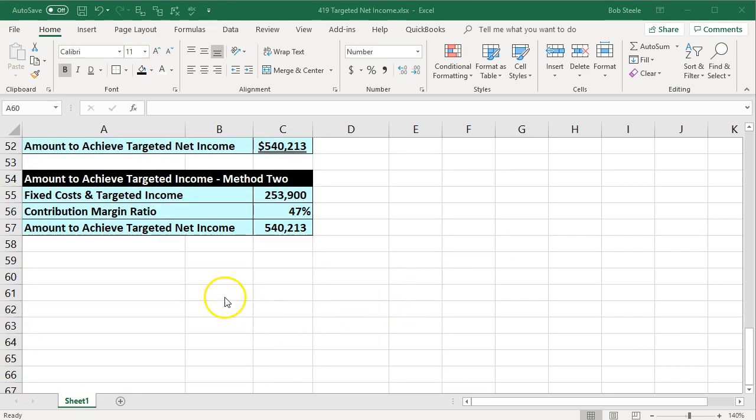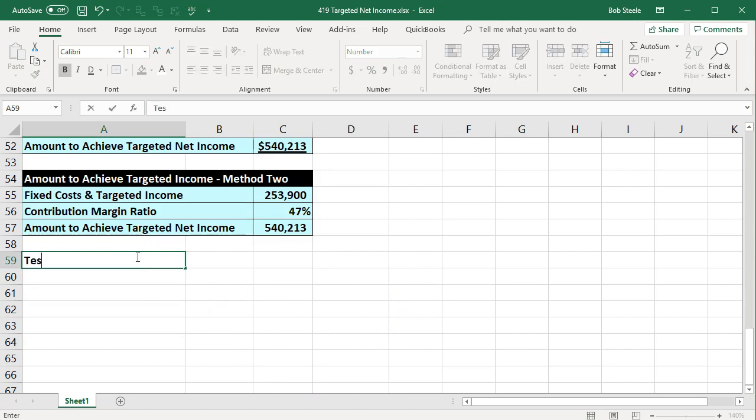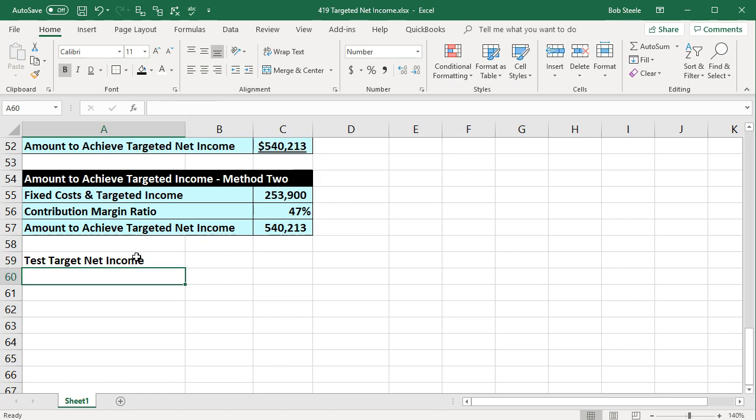So we're going to test the targeted net income. So test target net income. And then how do you do this? We want the bottom line to be the 100,000. That's our profit. That's our net income. That's what we want it to be. That's what we expect it to be.